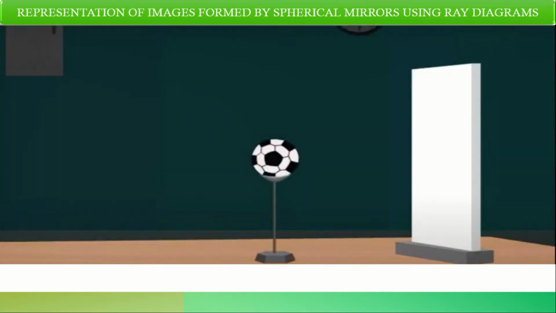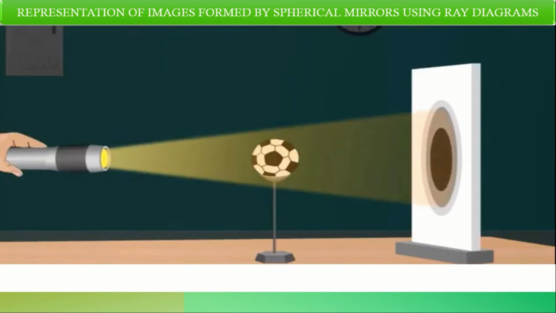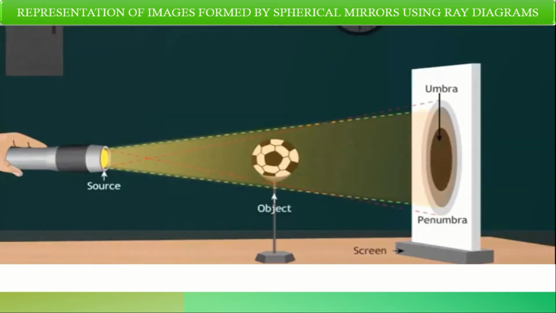Place a ball fixed on a stand and a screen in front of it, such that the screen is bigger than the height of the ball. Now, light a torch from the other side of the ball and see the shadow formed on the screen. Umbra is the part which is in complete darkness and receives no light from the torch, while penumbra is the part which is in partial darkness and receives some light from the torch.